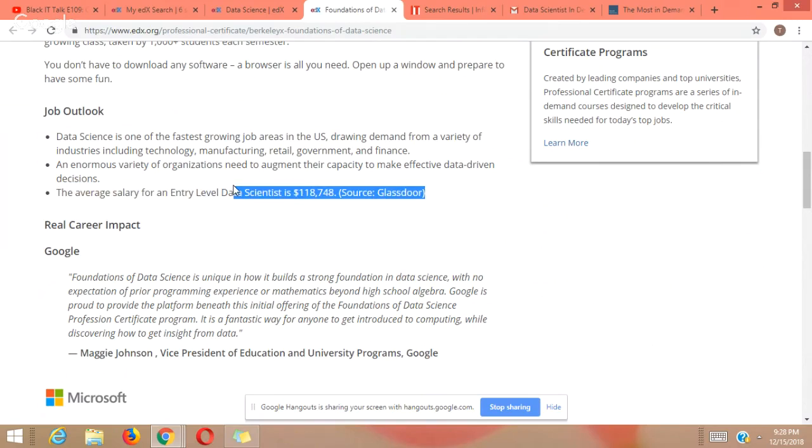Now I just want to highlight this portion right here. The average salary for an entry level data scientist is $118,748. I was at Black Tech Fest this week and had a great time and met some people who were entry level data scientists. These are Black women and Black men, and they were pulling in six figures. So this little highlight caption is actually telling you the truth. It's a very valid statement that an entry level data scientist does make $100,000.